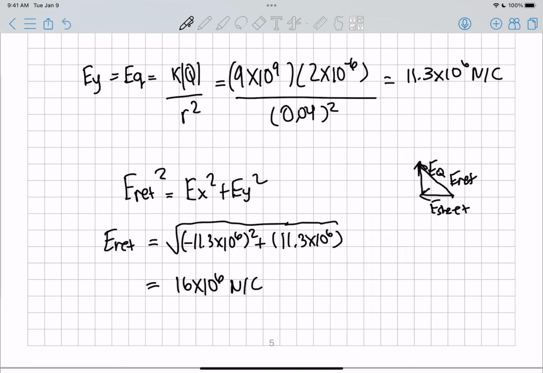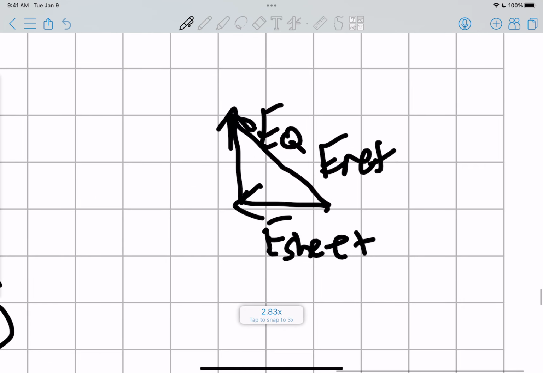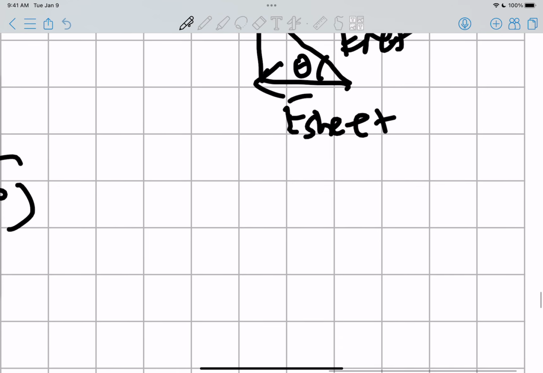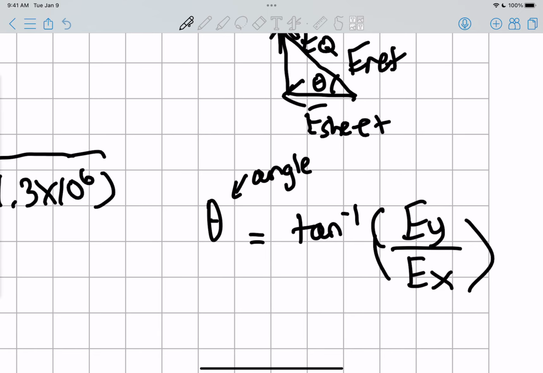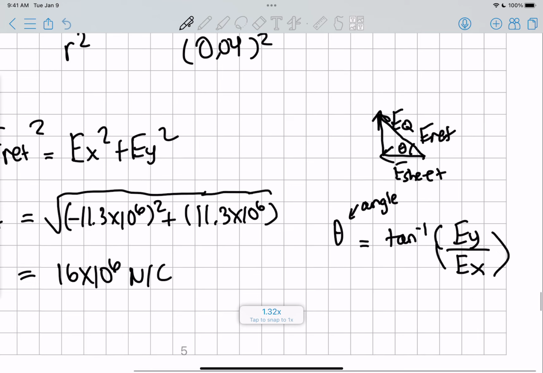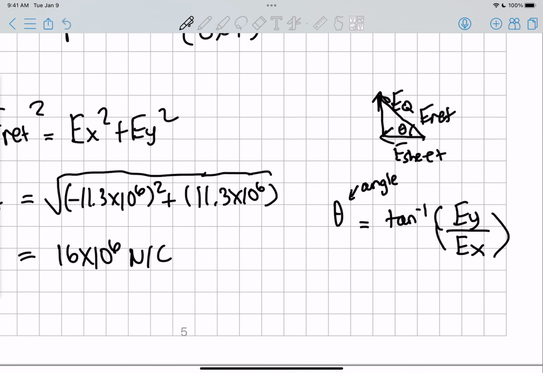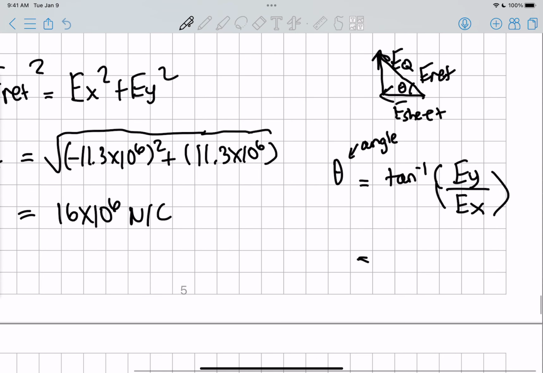Now, how can we figure out our angle? This angle theta here. How can we figure out the angle? Exactly, inverse tangent of the y component of the net electric field divided by the x component of the net electric field. So EQ over E sheet, basically, and take the inverse tangent of that. And then that should give you, apparently, 135 degrees.